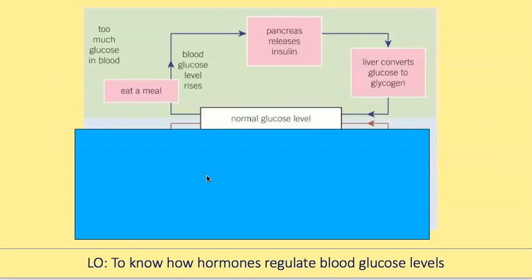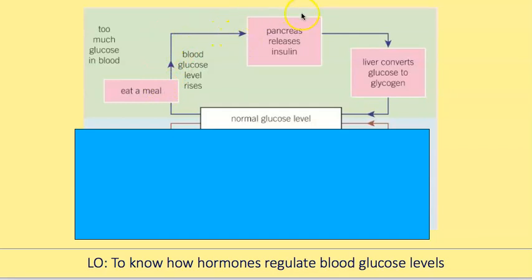Okay, so we're now going to look at a concise diagram explaining what we have just been thinking about. So this is an example of a negative feedback loop, which is often questioned on the higher paper for B2. Now, if you look there at the centre of the diagram, you've got normal glucose level. That is where your glucose should be. If you eat a meal, your blood glucose will rise. Okay, so there'll be too much sugar in your blood.